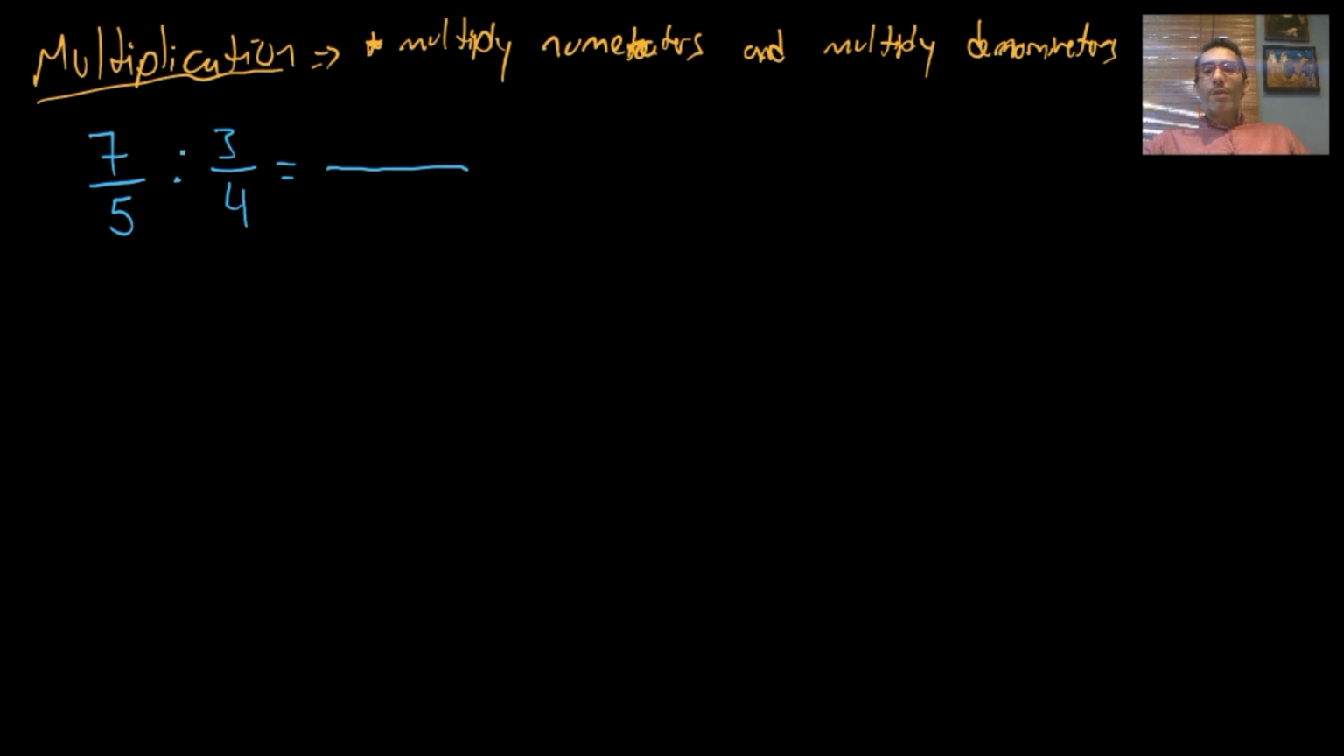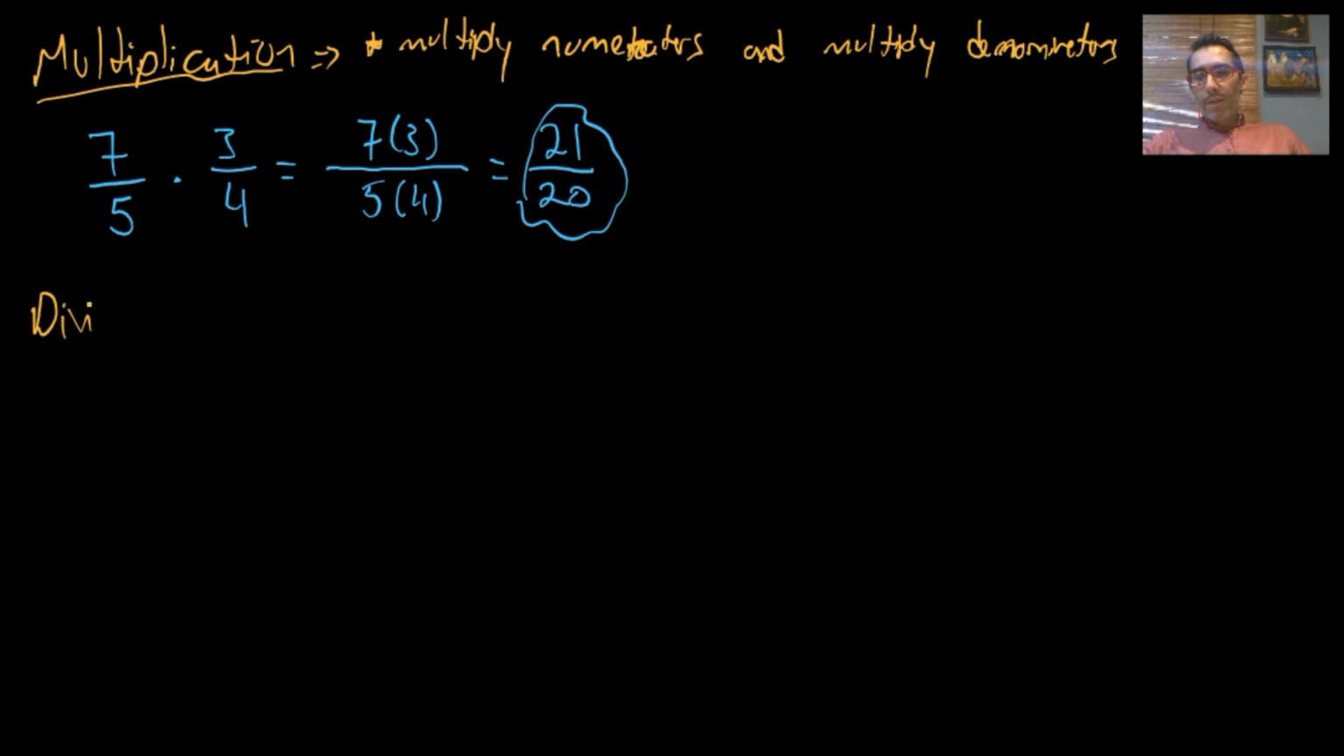So I multiply numerators, meaning this will be 7 times 3. I multiply the two numerators, and the denominator will be equal to 5 times 4. I multiply the two denominators. 7 times 3 is 21, 5 times 4 is 20, and again we cannot simplify it. So this will be the result. That's it. There's nothing more to multiplication of fractions, okay?